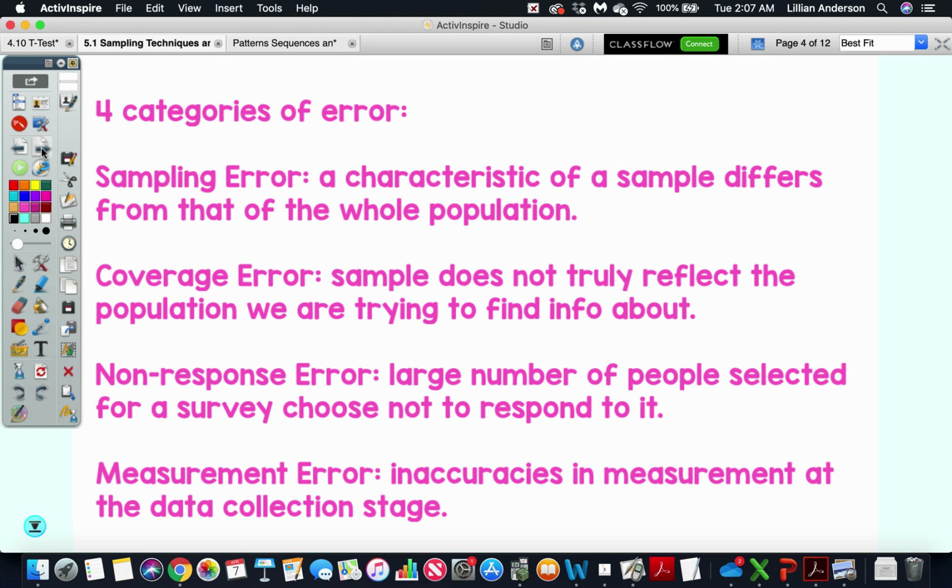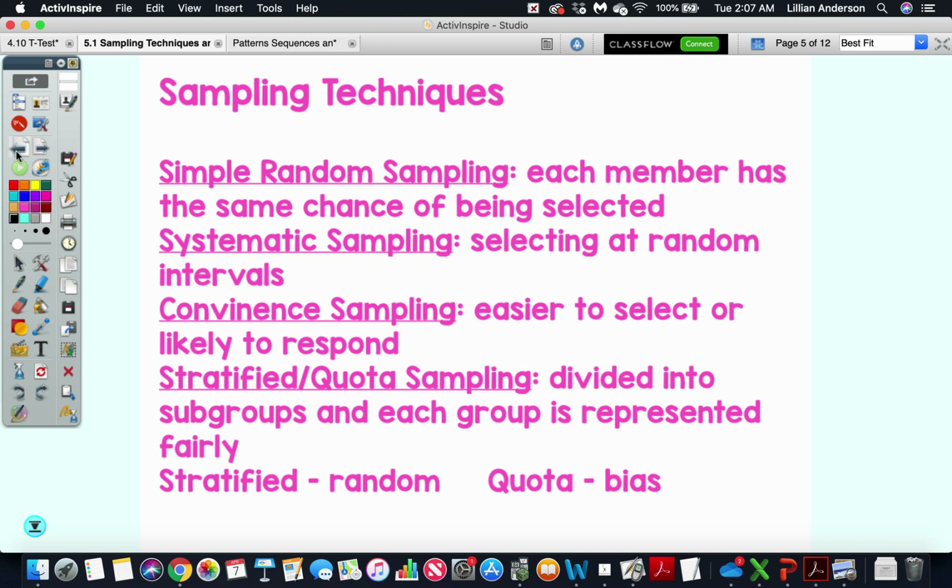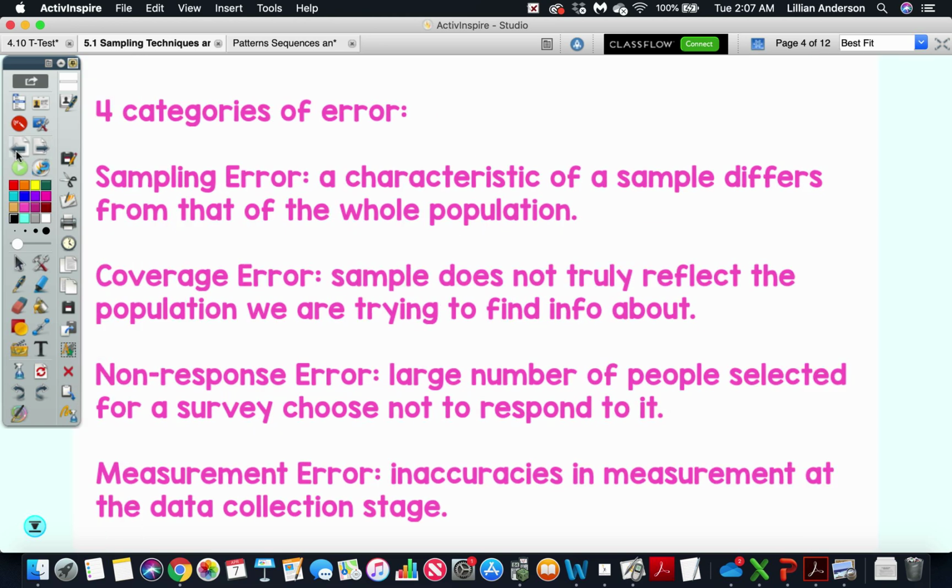Let's just say you mismeasured them, let's say because you took a measuring tape yourself, or they estimated how tall they really were. That would be an example of measurement error. Okay, now those are some things you have to take into consideration when you are dealing with statistics and data.